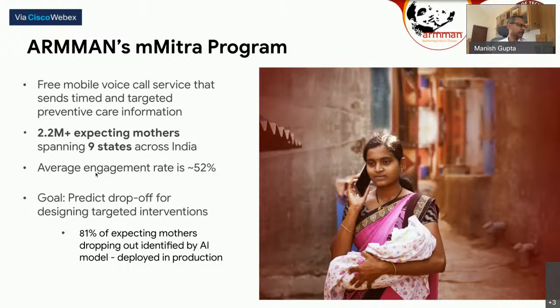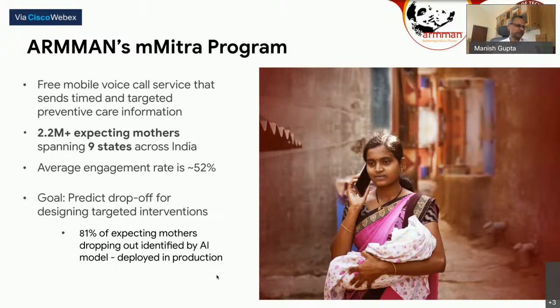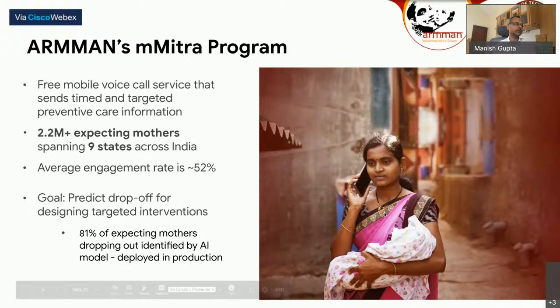But the unfortunate part that they told us is that roughly half of the women end up dropping out of this program. So average engagement rate is only about 50%. So they asked us, could you predict which women were at a high risk of dropping out? Together with IIT Madras, we developed AI models that were able to do those predictions. And we found that our predictions were successfully identifying over 80% of the women who were actually dropping out later. This AI model has been deployed in production at Armman. Based on its predictions, Armman now reaches out to those women at a high risk of dropping out in a special manner to keep them engaged.